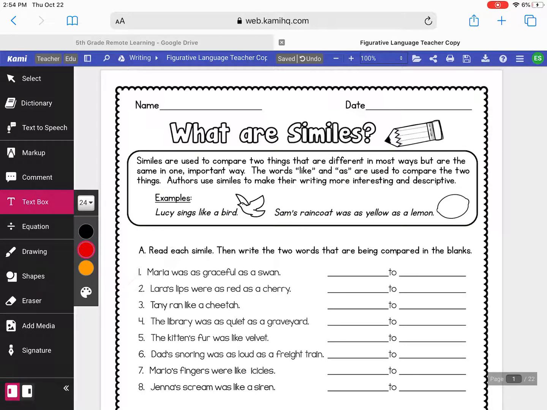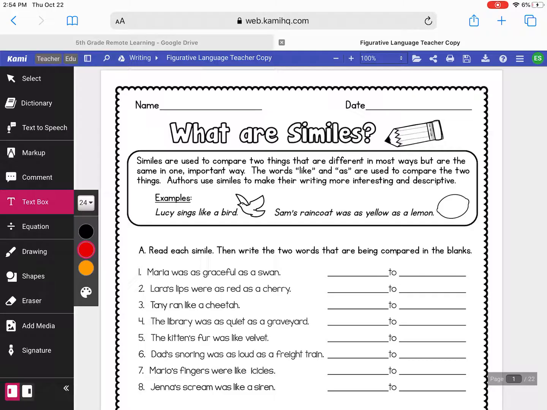Hello, boys and girls. Well, I bet you're excited that we get to start a whole new writing unit. So I might be a little bit more excited than you because figurative language is one of my favorites. We still have a digital notebook, but I think you're going to find this one a little bit easier.